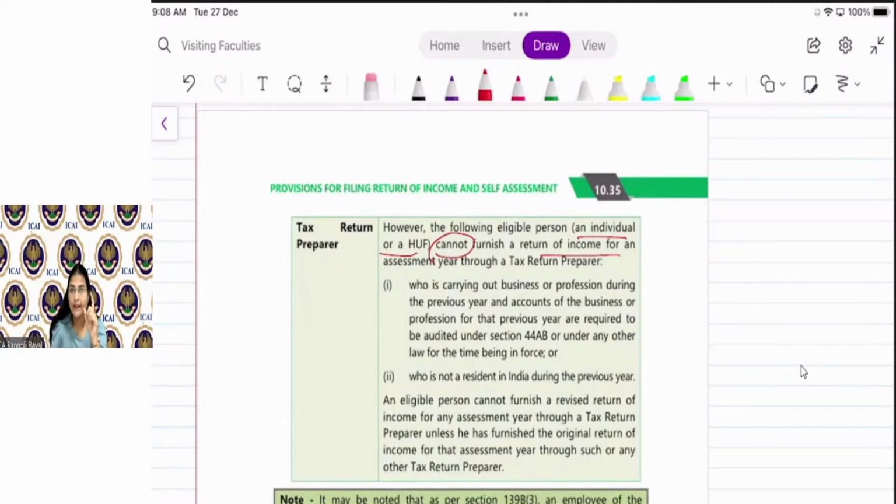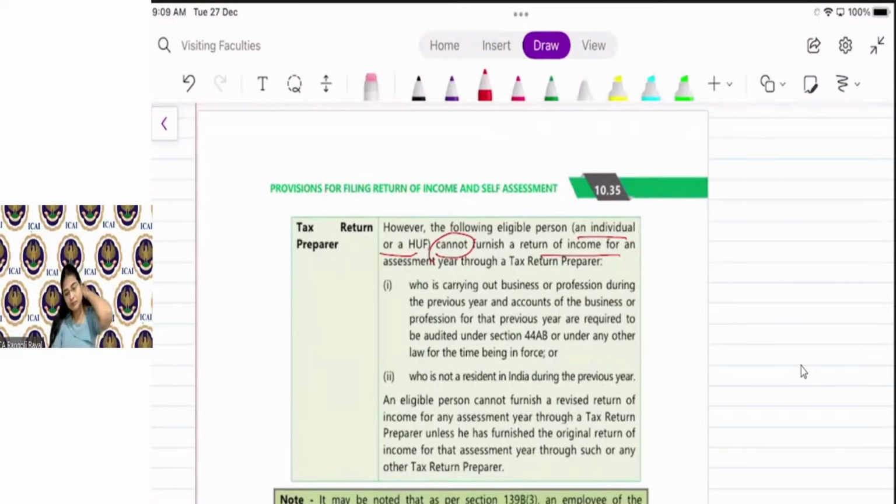Okay. And if you are an individual and you are having a business income and your books of account are required to be audited under Income Tax Act or under any other law, then also you are not eligible to file your return of income through tax return preparer.